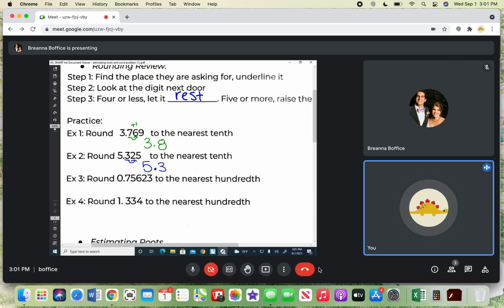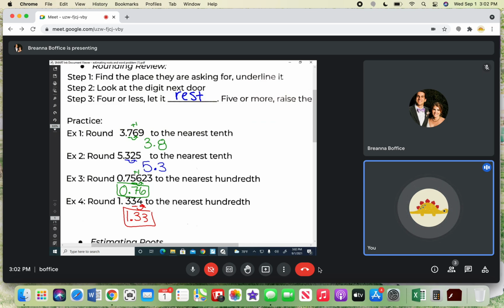We're going to do our hundredths place as well. It says round 0.75623 to the nearest hundredths. Our hundredths place is the second spot, so I look to its neighbor. It's a 6. 5 or more, you raise the score. So instead of 0.75, it's 0.76. Same thing with the last one, 1.334. The hundredths place is right here, the second 3. I look to its neighbor, which is a 4. It tells me to rest, so it stays as 1.33.